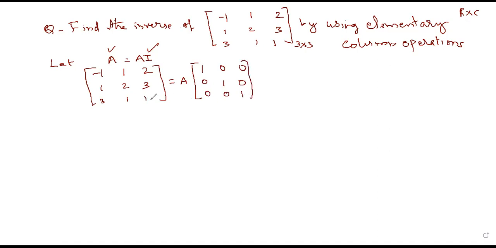Now we have to make the first leading element 1. So we can change the two columns. Columns, don't see the rows. Now you have to see column wise. This is column C1, C2, C3. So these two columns can be interchanged. C1 can be interchanged with C2.